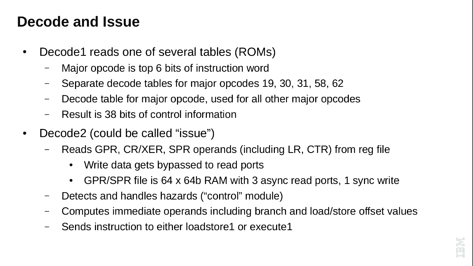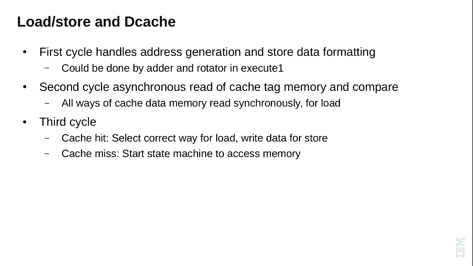We then go down to load, store, and dcache. So the first cycle does address generation and store data formatting. Second cycle, asynchronous read of the cache tag memory and compare. And the third cycle, we either have the data which we then select the right way, or we start the state machine to access memory.